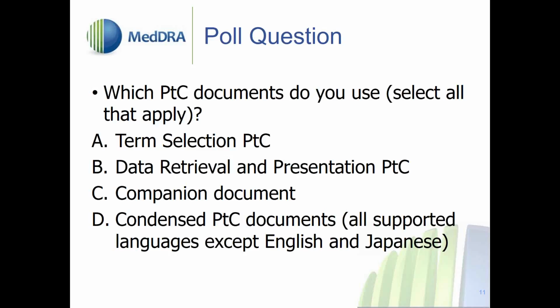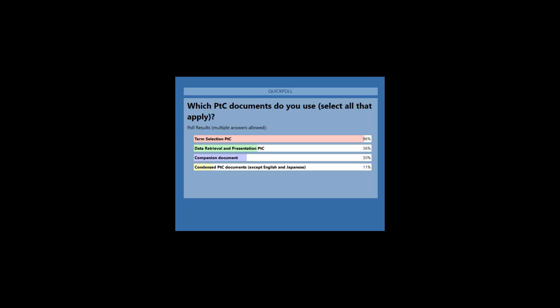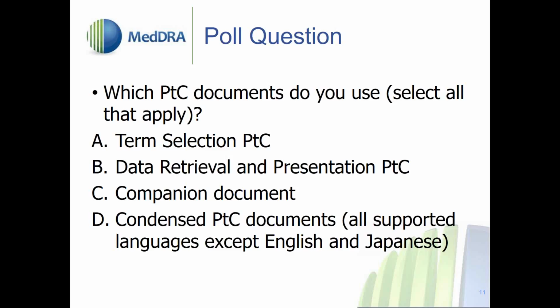This type of feedback is important for the MSSO because we like to see which things are relatively used more than the other with our user community. I have closed the poll and the term selection PTC has 96%, data retrieval and presentation PTC has 36%, companion document 30%, and the condensed point PTC documents have 11%. So the winner is choice A. Most of you in the user community use the term selection points to consider document. So thank you very much for that feedback. Thank you, Hannah.